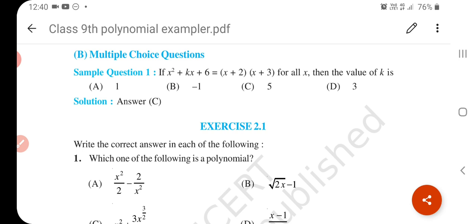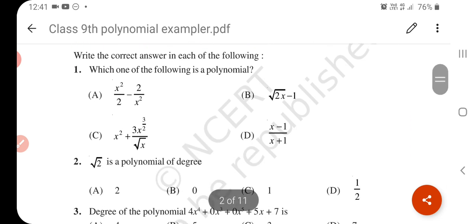Okay, now let's see what type of questions you can see in your exam. Okay, so a multiple choice question is there. How to solve it? We have this type of question: if x square plus kx plus 6 is equal to (x plus 2) into (x plus 3) for all x, then the value of k is. So see, we have two factors of this equation. ओके, मीन्स x प्लस 2 भी x का फैक्टर है, x प्लस 3 भी इसका फैक्टर है. तो हम क्या कर सकते हैं? x plus 2 is equal to 0, so x is equal to -2 and x is equal to -3 are the zeros of this polynomial. So you put the value of x in this equation and find the value of k.